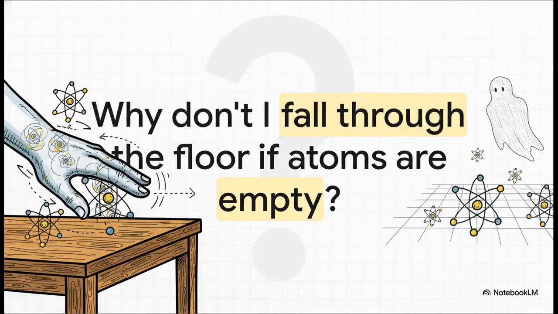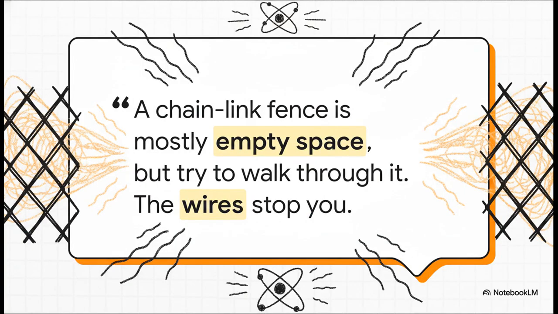This, of course, leads to a very logical and very fair question. If you're made of atoms, and the floor is made of atoms, and all of those atoms are almost entirely empty space, why aren't you a ghost? Why doesn't your hand just pass right through the table when you touch it? The answer is all about forces. Think about a chain-link fence. It's mostly empty space, right?